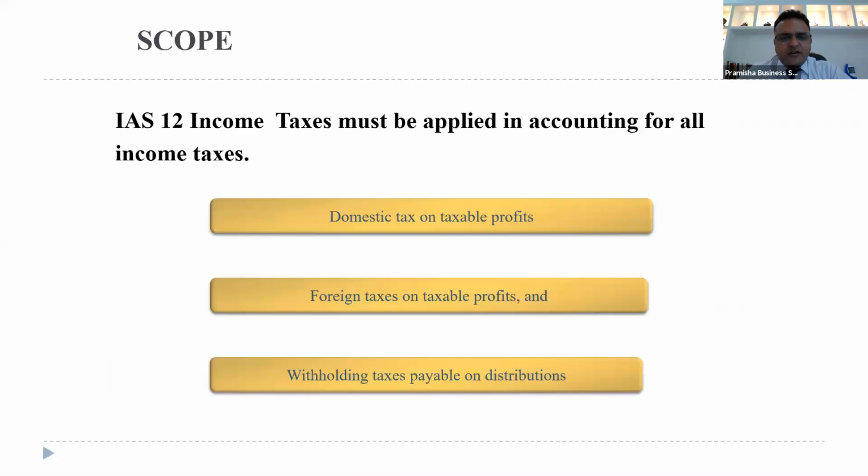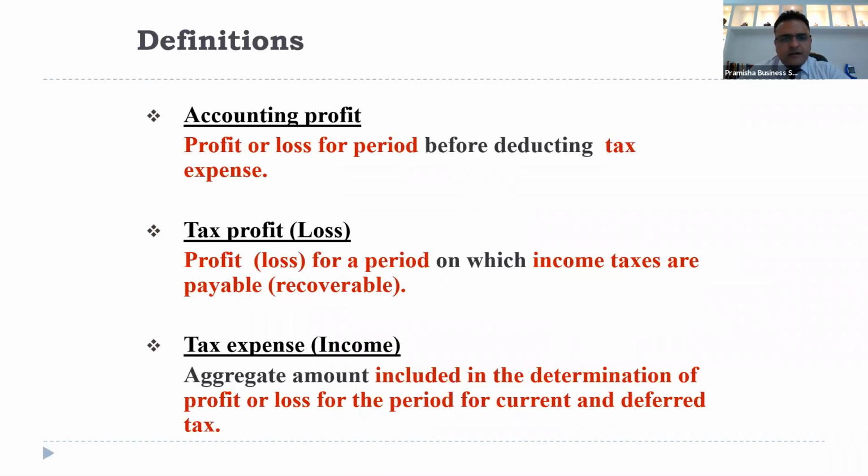IAS 12 is to be applied in accounting for all income taxes: domestic tax on taxable profits, foreign taxes on taxable profits, or any withholding taxes payable on distributions. Accounting profit is the P&L profit which we calculate, and we calculate tax expense on it. Tax profit is the profit we calculate according to tax principles. Tax expense is the amount we include as part of our income statement. It consists of current tax as well as deferred tax.